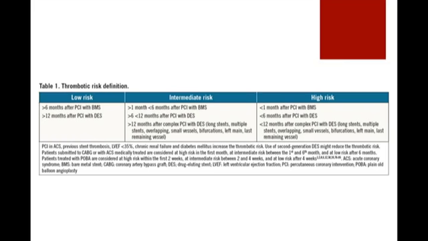They're labeled as intermediate risk if the period for bare metal stent is between 1 and 6 months, 6 to 12 months for drug-eluting stents, and at least 12 months for complex PCI.